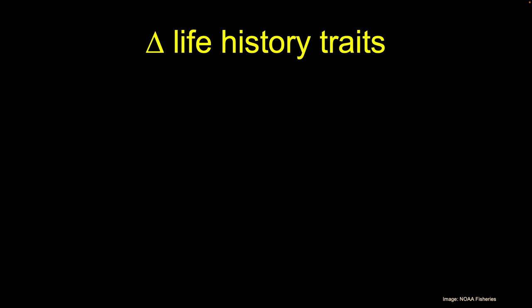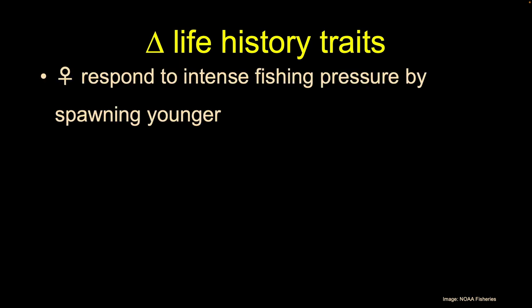And then the last one here is a change in life history traits, and most classically we see this with females starting to become sexually mature younger and spawning at younger ages. So rather than doing it when they were, I don't know, 3 years old, they do it when they're 2 years old. And rather than doing it when they're 2 years old, they do it when they're 1.5, that kind of thing. And so that's a strong evolutionary pressure to reproduce more quickly and as soon as you can, because you aren't going to be around as long as your historic members of your species were around.